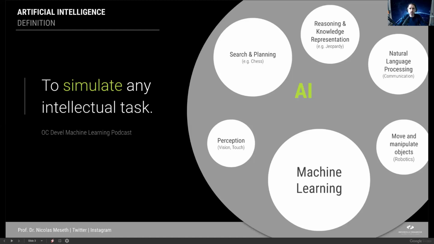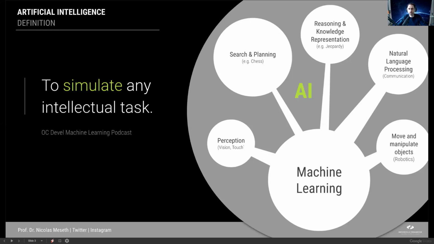So how is this all related to machine learning? Machine learning is the biggest circle here. And that's currently, as I said, I would say 99% of all applications that we mean when we say artificial intelligence are actually machine learning. And this is why we can connect all these fields that we listed here somehow to machine learning.